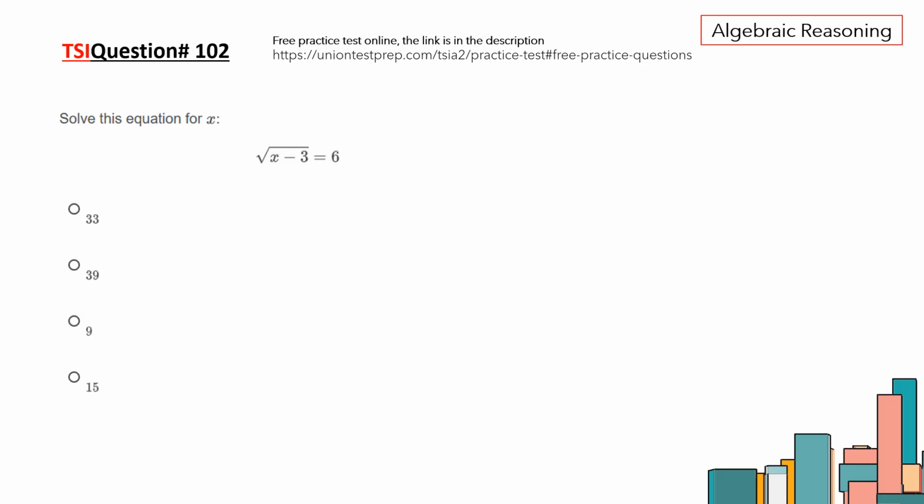Solve these equations for x. Square root of x minus 3 equals 6. If we're working on these questions and need to solve them, we have to find the domain of the equations. The domain is the interval that the solution will be within.